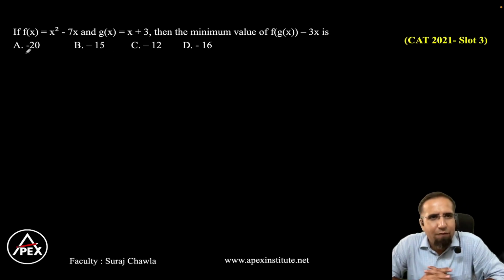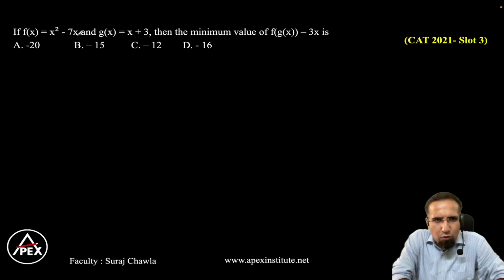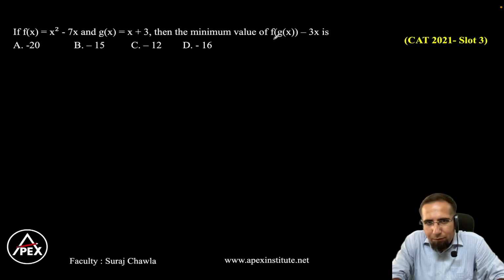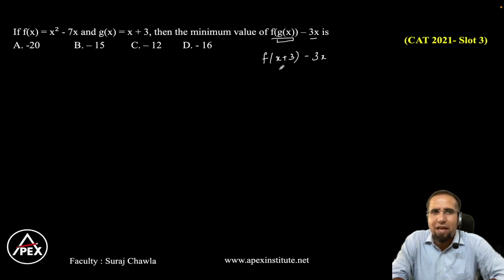Now we are given f of x is equal to x square minus 7x. g of x is given as x plus 3. We want to find the minimum value of f of g of x minus 3x. What is g of x first of all? g of x is x plus 3. That means I want the value of f of x plus 3 minus 3x.